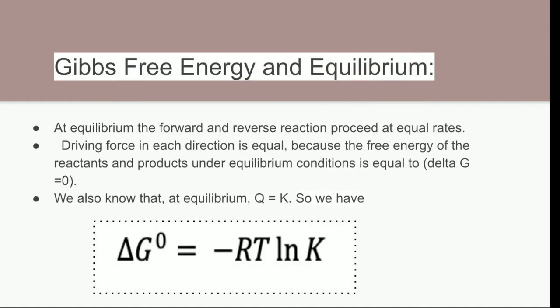Next, we have Gibbs free energy and equilibrium. So at equilibrium, the forward and reverse reactions proceed at equal rates. Also, the driving forces in each direction are equal because the free energy of the reactants and products under equilibrium condition is equal, so ΔG = 0. We also know that at equilibrium, Q is equal to K. So we have ΔG° = -RT ln K.